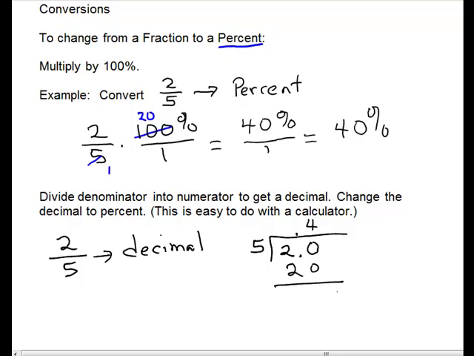Now, this did not get you into percent. It just changed you to a decimal. But to go from a decimal to a percent, you'll just move the decimal 2 places to the right and add your percent symbol. So once you have calculators, this would be the technique that you use to get a fraction over to percent, just because it is so fast to get the fraction into a decimal.